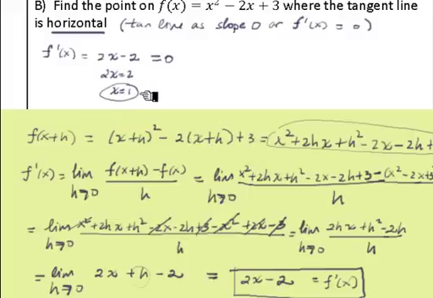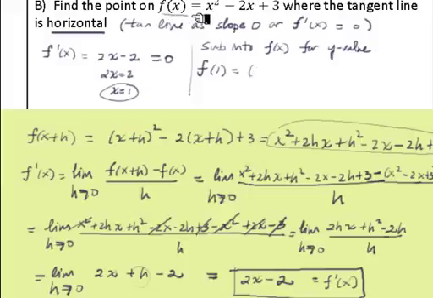Now that's the x value. Let's get the y value. Sub into the original function for the y value. So we have f of 1 is equal to, we're substituting into f of x, 1 squared minus 2 times 1 plus 3. 1 minus 2 plus 3, that's 2. Okay, so that's the y value. So the point is 1 comma 2.